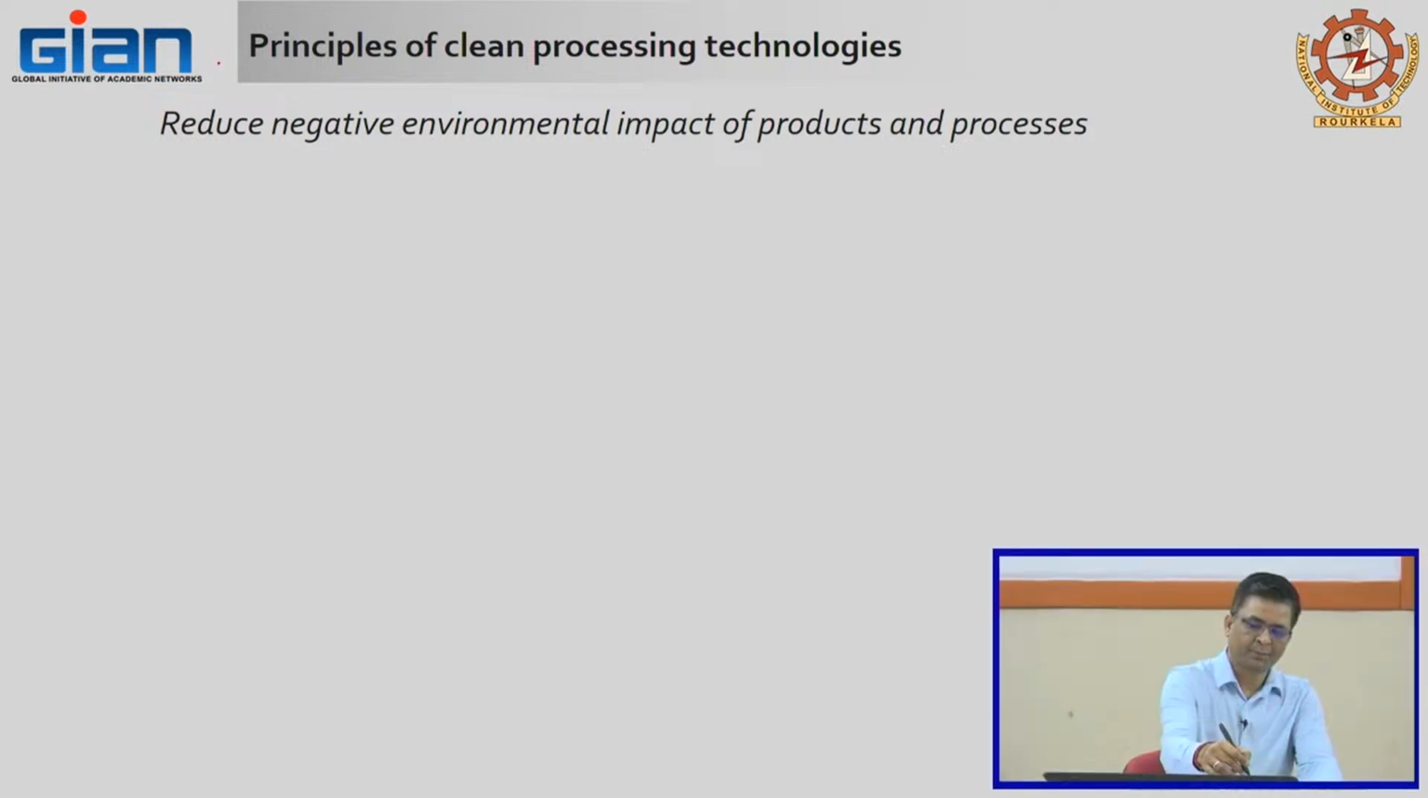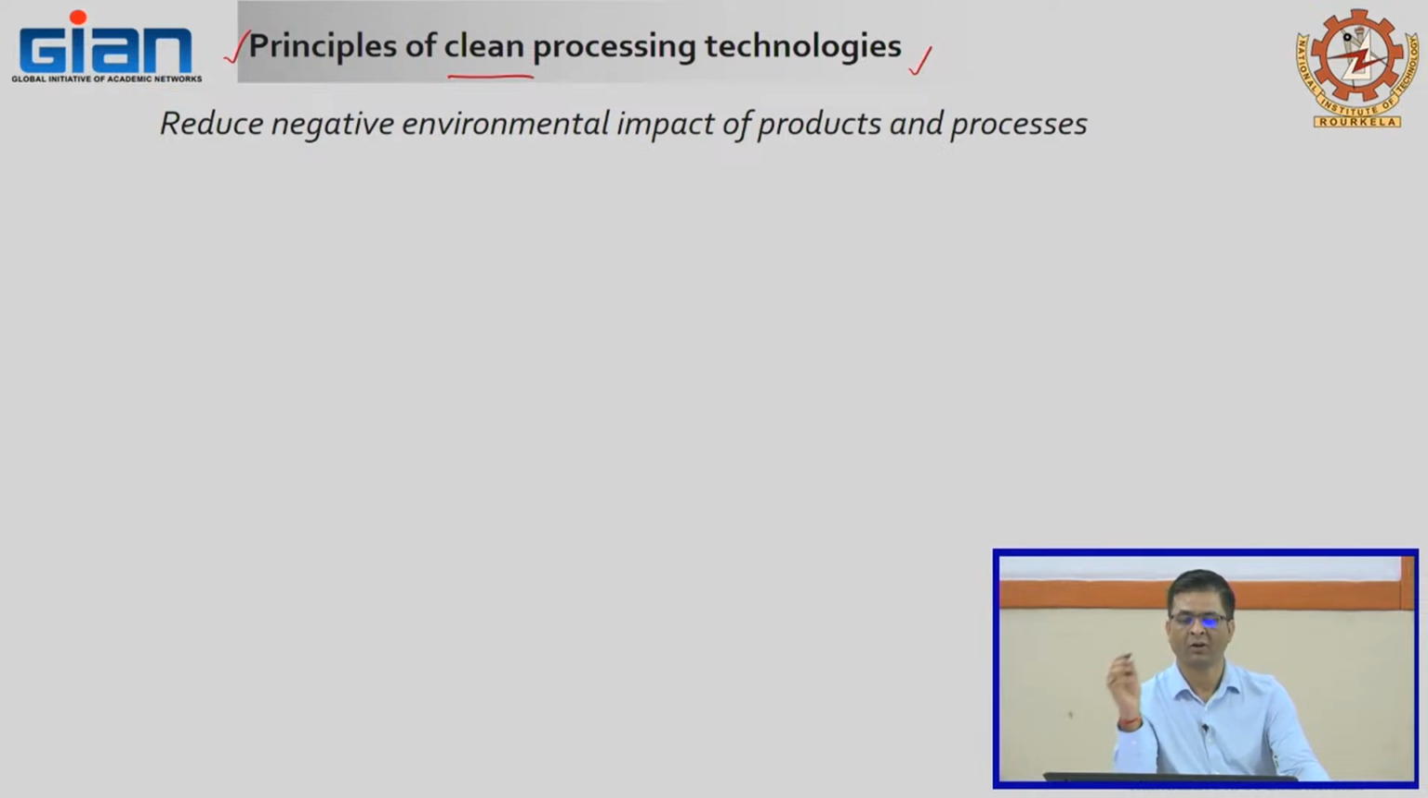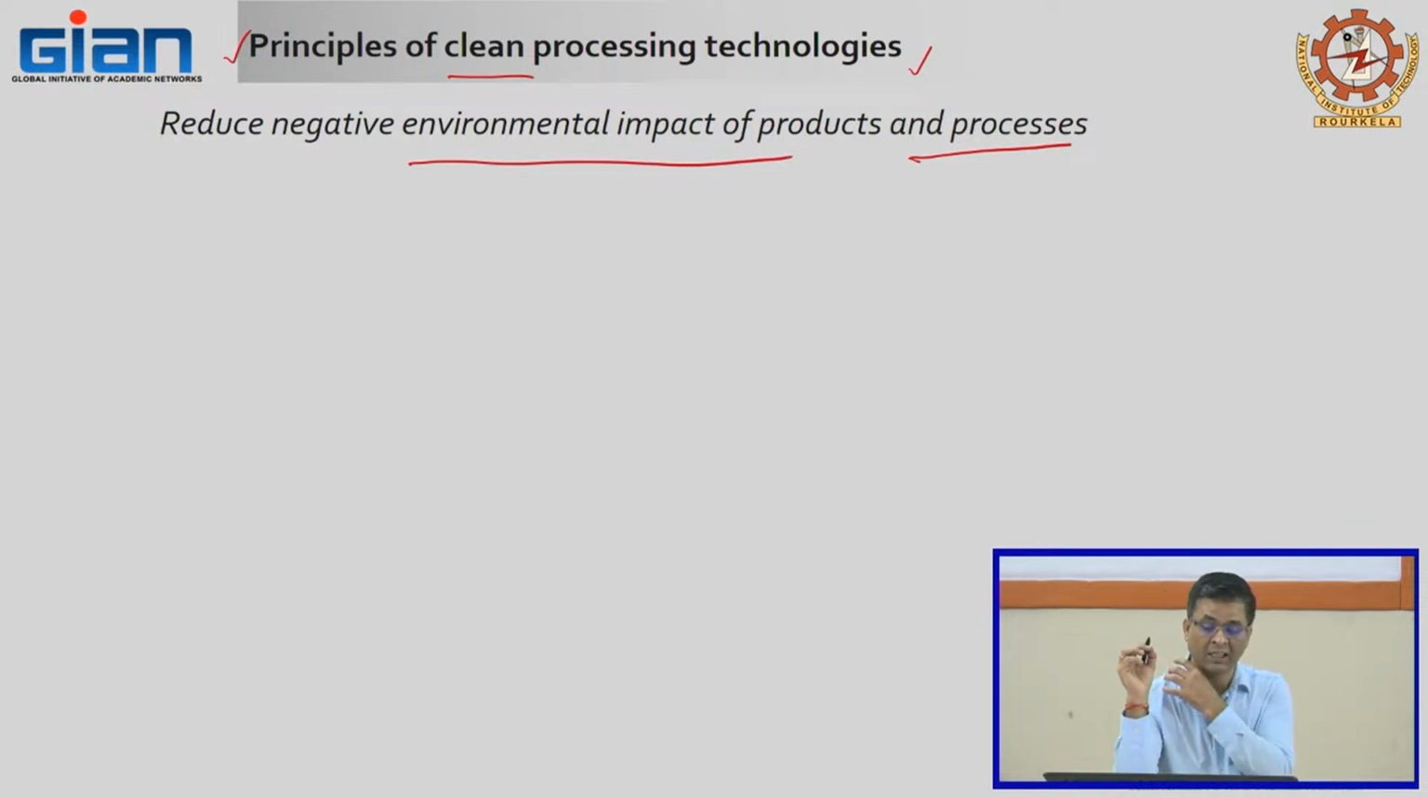Now, during the process we did talk about clean or green processing technologies. So, how do we define clean or green processing technology? Clean in the sense is not a clean vessel. Clean means it does not have a negative impact on the environment, or whatever end product you are getting or processes you are deploying do not have a negative impact on the environment. That is what is meant by clean and green.